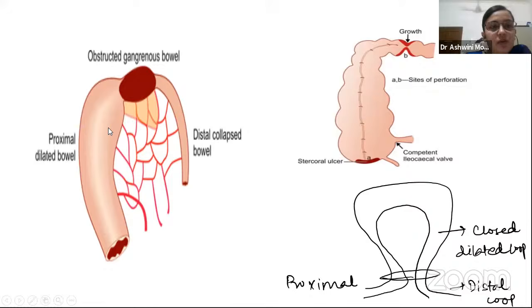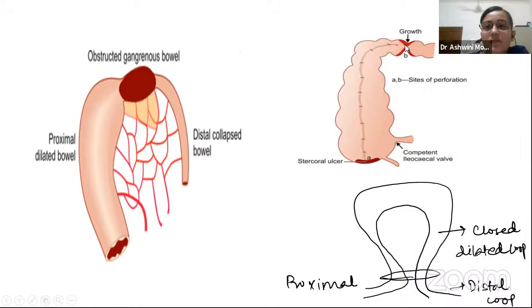This is one-sided obstruction. This is the closed loop. This is the figure of the closed loop obstruction, in which there is a competent ileocecal valve. There are no deformities over here. There is a mass over here, like this. But here, what happens? There is a competent ileocecal valve, so it will bring content inside, but it won't allow content to go back to the ileum. So content is coming here, but it is not able to go ahead from this side, from this growth. So there will be a closed loop obstruction.